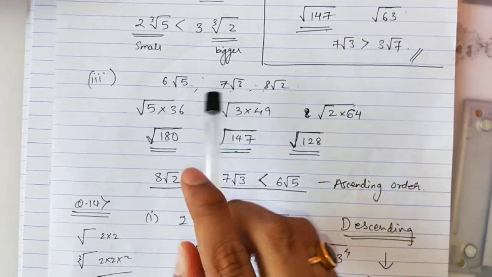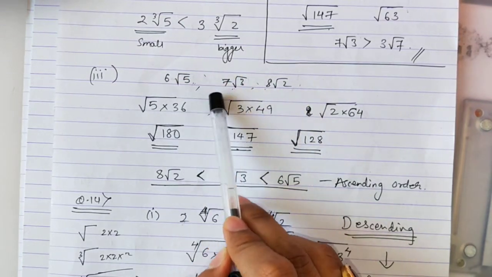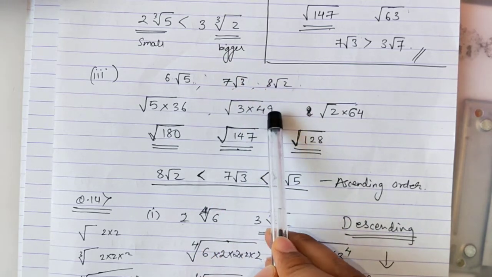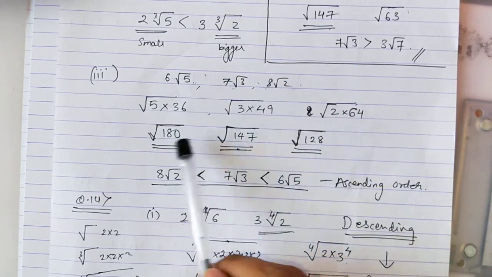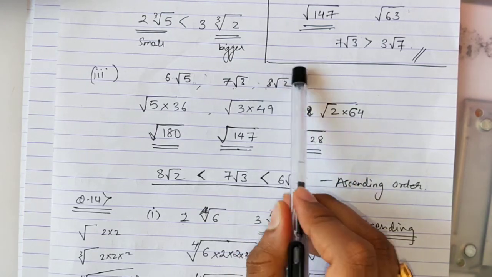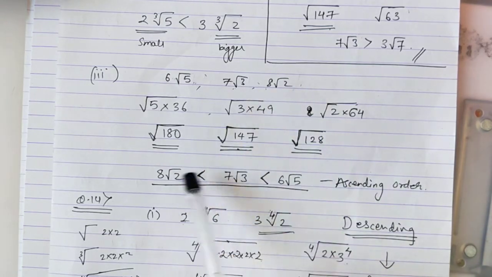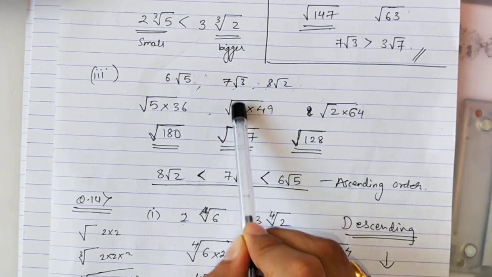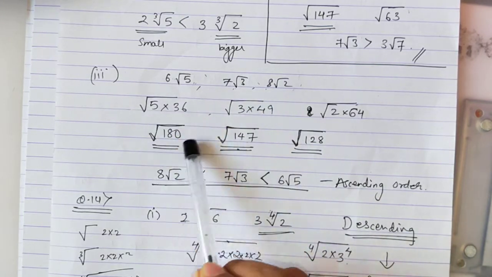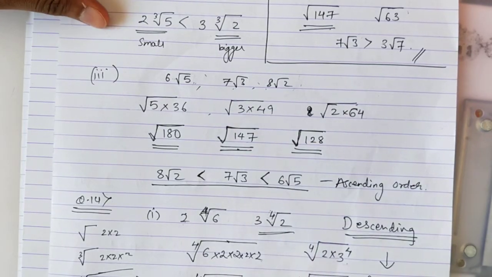Then we did it with 3 numbers also. In the same manner, 6 went inside and became 36. 7 went inside and became 49. 8 went inside and became 64. We compared them. The smaller one is 8 root 2, 128, so it will come first. Then the second is this 147, which is 7 root 3. And then the biggest number was 6 root 5, which comes at the end. This is how we did it.